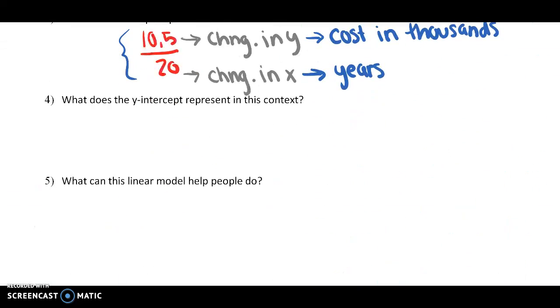Okay, there are two more questions here. What does the y-intercept represent in this context? And what can this linear model help people do? When I say linear model, I mean that equation we just came up with, y equals mx plus b, or that point slope formula. What can that help us do? I've already hinted at some of these ideas, but I want you to come to class tomorrow with an answer and an idea of how this whole line of best fit thing we're learning about can help us analyze data.